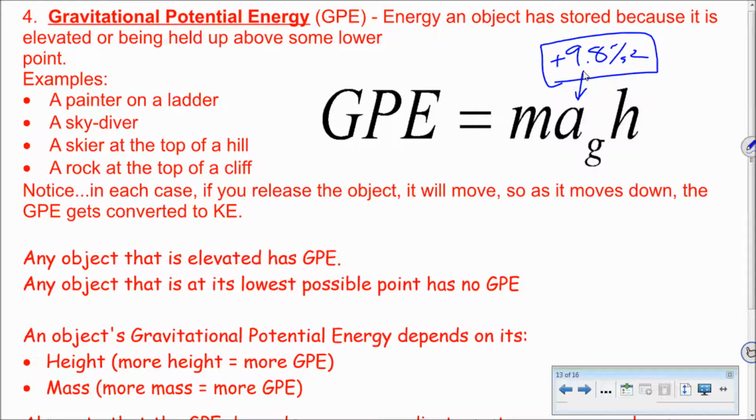So examples of things that have gravitational potential energy: a painter at the top of the ladder, a skydiver, he's not on the ground, a skier at the top of the hill. Notice you don't have to be off the ground to have gravitational potential energy, right? If you're at the top of the hill, then you have the potential to go down the hill. So again, you measure your height vertically from the lowest point, so from the bottom of the hill.